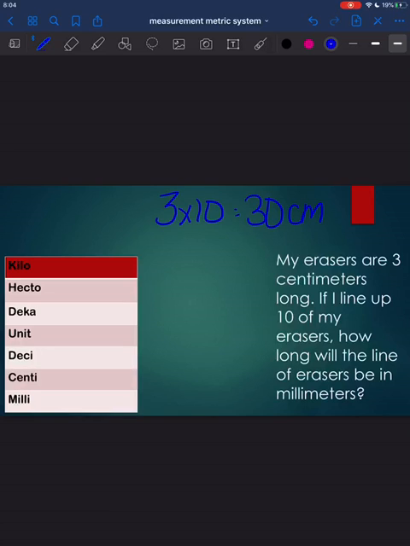However, my answer is asking to be in millimeters. So now I have to convert. So I have 30 centimeters, and then I want to bring it down to millimeters. So that is equivalent to 300 millimeters.